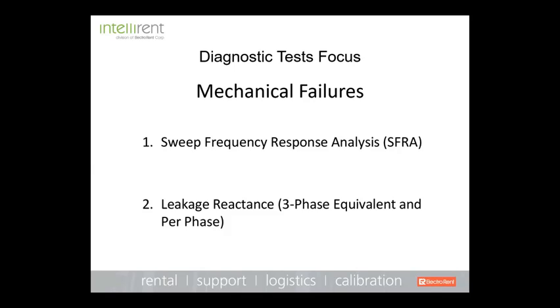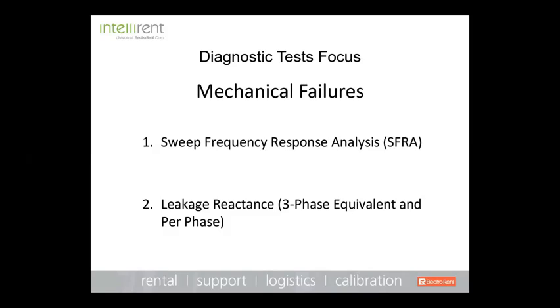Well, what happens when we see a through fault condition? There's a certain number of diagnostic tests that we want to focus on to determine whether or not we've had some mechanical damage in the windings of the transformer itself. Now, of course, the most thorough way to detect a mechanical failure is with your SFRA, your sweep frequency response analysis, but also your leakage reactance. Both three-phase equivalent and per-phase tests are fairly important as well.